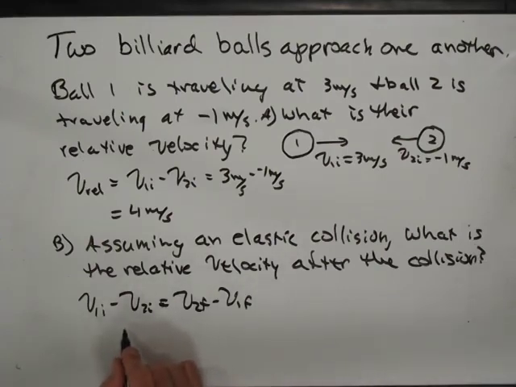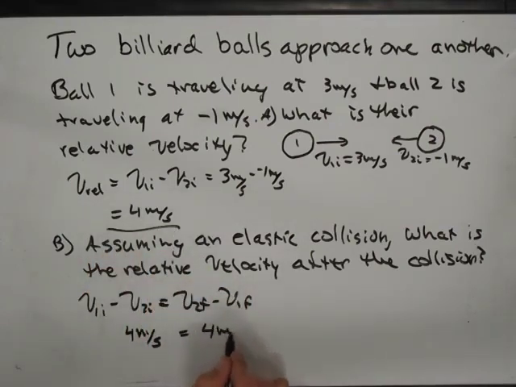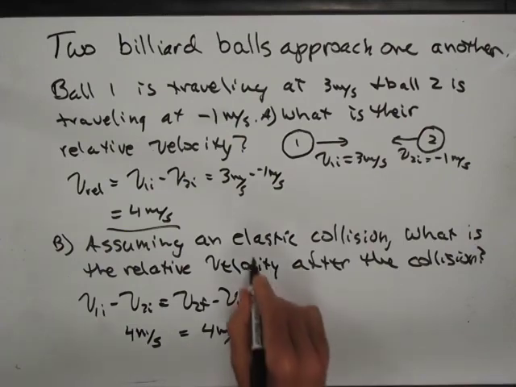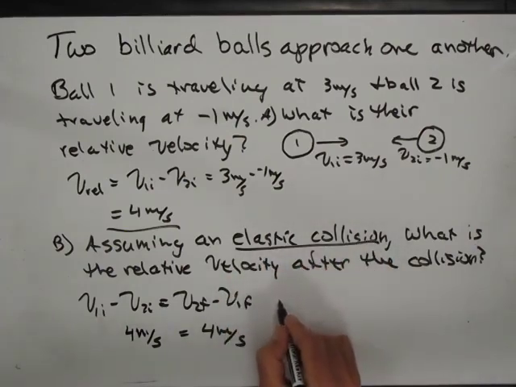So if this is 4 meters per second, which we just determined up here, then this is also equal to 4 meters per second. And so the relative velocity after the collision is also 4 meters per second. Because it's an elastic collision. This is true for elastic collision.